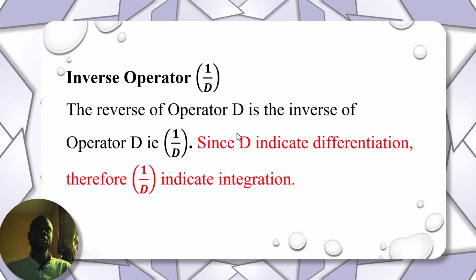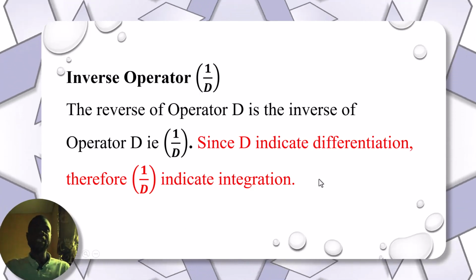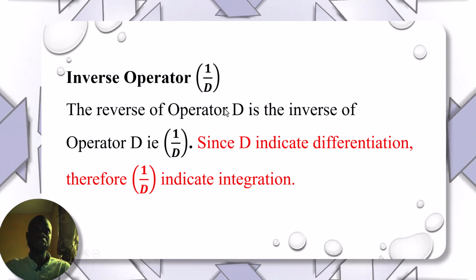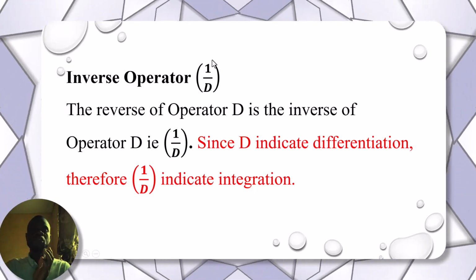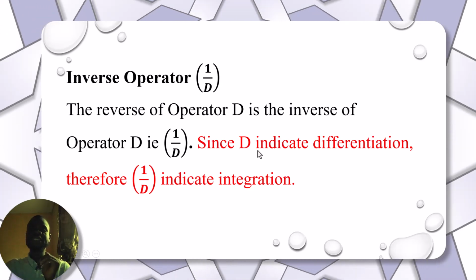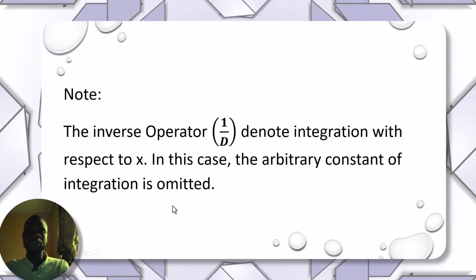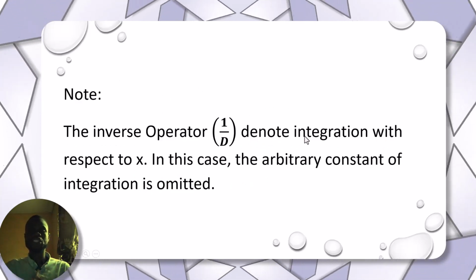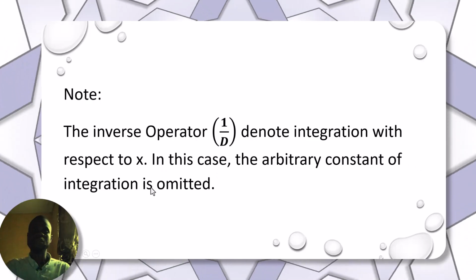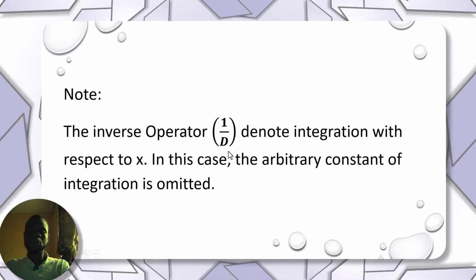Now we also have what is called the inverse operator, right? The inverse d operator is 1 all over d, which is just the same thing as the inverse of differentiation, which is integration. So for my inverse d operator, it means I should just integrate, right? Since d indicates differentiation, therefore 1 all over d is supposed to indicate integration. Then note the inverse operator denotes integration with respect to x. So in this case, the arbitrary constant of integration is omitted. So instead of showing integration, you simply will see 1 all over d.